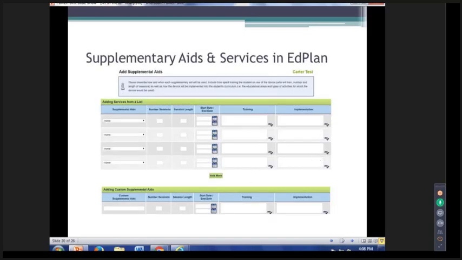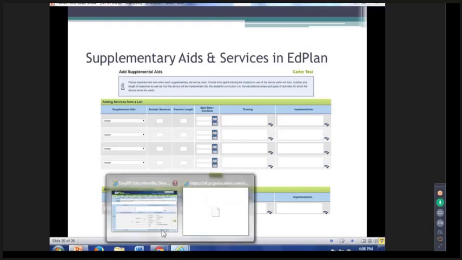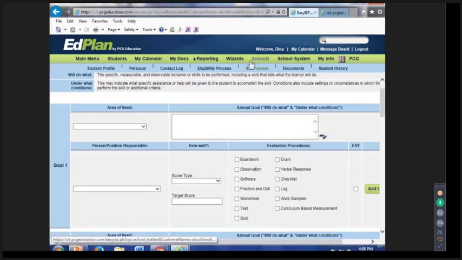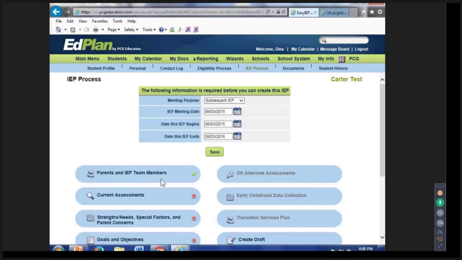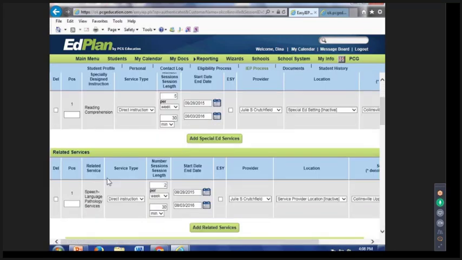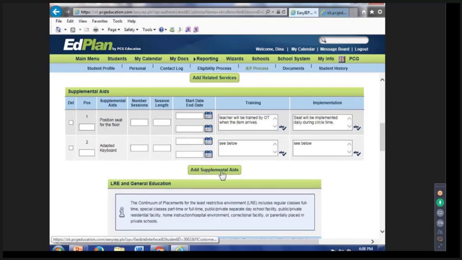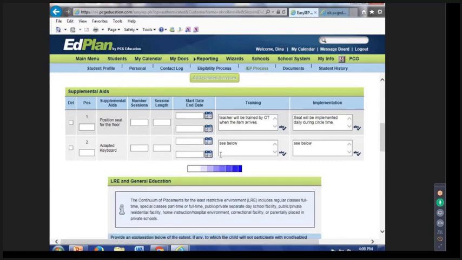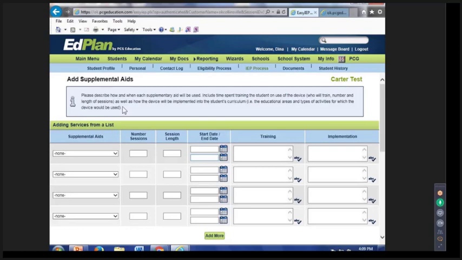Here's our screenshot. And flipping over to the actual ed plan. It's on the services tab. And you go down to add supplemental aids. It gives you a little support box here. Please describe how and when each supplementary aid will be used. Include time spent training the student on the use of the device, who will train, number and length of sessions, as well as how the device will be implemented into the student's curriculum.